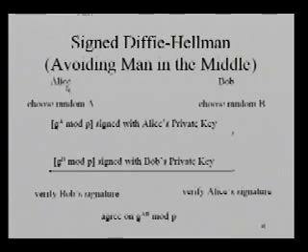So assuming that both Alice and Bob have a private RSA key and know the other one's public RSA key, then you not only send g to the a mod p, but you sign it. And then you verify the signature before you use it. And that way you can be guaranteed that there's no man in the middle.